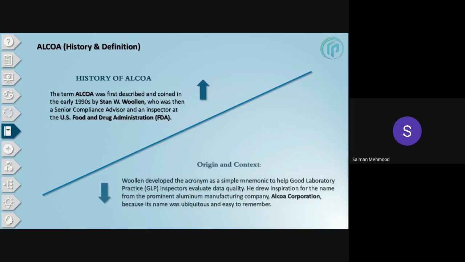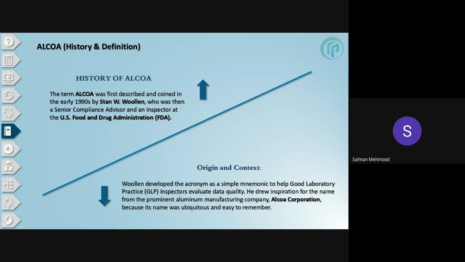The ALCOA history and definition. Basically, the word ALCOA was invented by Stan W. Wollen, who was an inspector of the US FDA. He derived this name ALCOA from the aluminium manufacturing company, Alcoa Corporation, to recognize it.